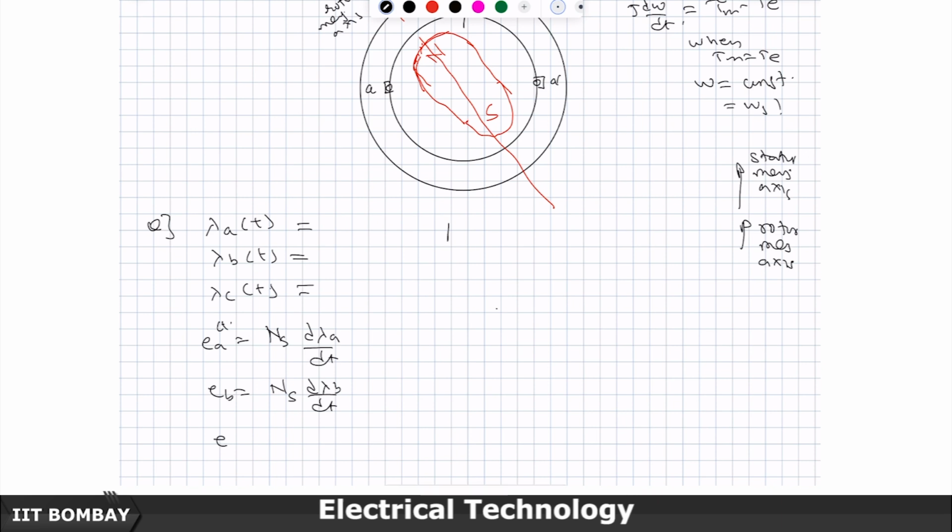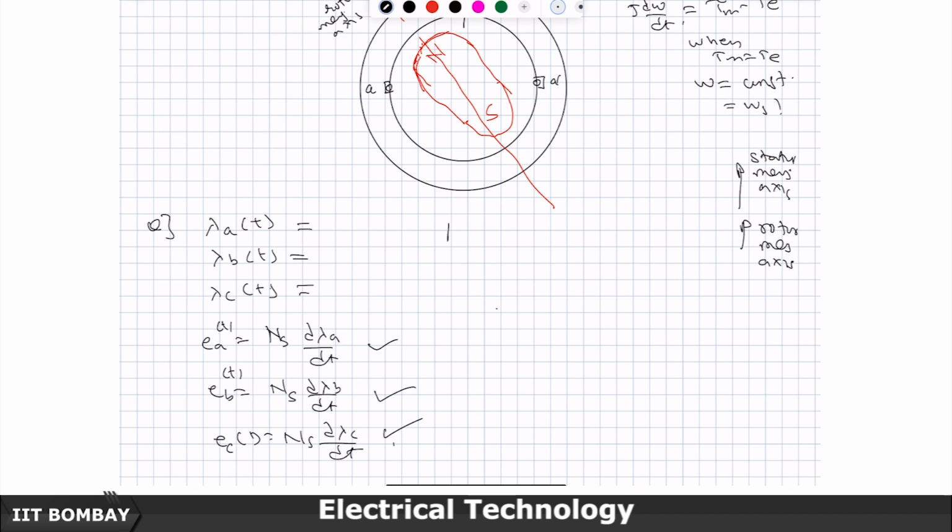Once I get E A, I can automatically write the expression for E B and E C. I do not have to really do this. Once I write this, I can write the expression for the induced EMF associated with all the 3 phases. Once I know the induced EMF, then if a resistance or any load is connected, I can proceed forward to calculate the current and so on and so forth.